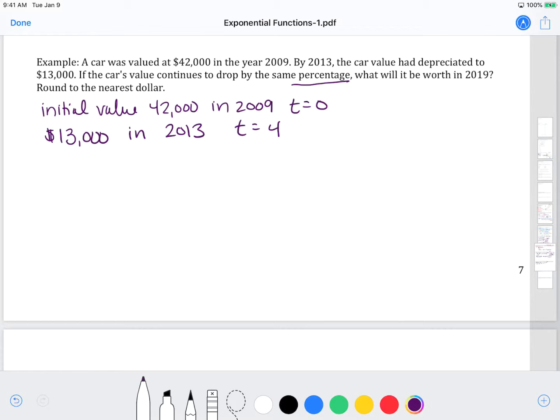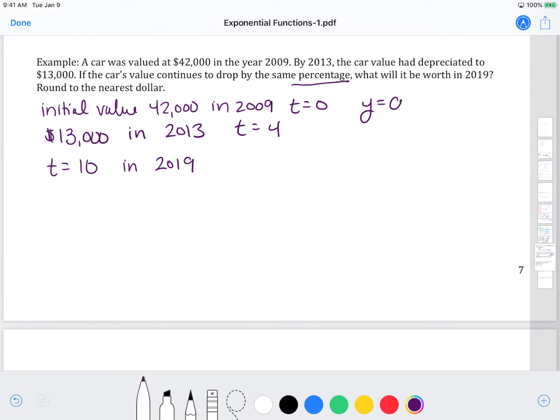So we want to figure out how much the car is worth in 2019. So we have to come up with some kind of equation or model so that we can plug in a value for t for 2019 and figure out how much it's worth then. If we start in 2009, then the amount of time that has passed to get to 2019 would be 10 years. So once we come up with our formula, we're going to plug in t as 10 to figure out the value of the car in 2019.